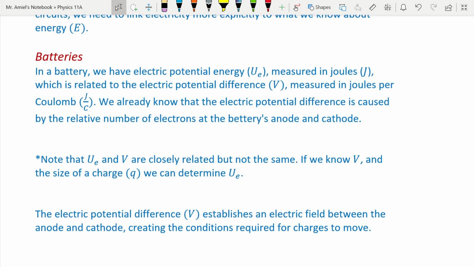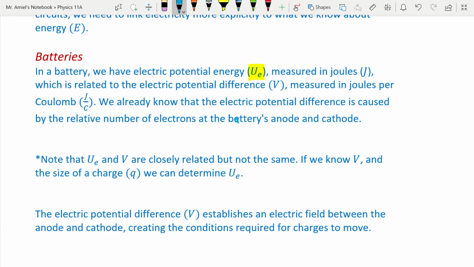So in a battery, we have electric potential energy. And that electric potential energy, we give this a new symbol, which is U sub E. And it's still potential energy. When we have electric potential energy, we give it this U sub E symbol, and we measure it in joules still. And this is related to the electric potential difference, which is measured in joules per coulomb. Now, we already know that the electric potential difference is caused by the relative number of electrons at the battery's anode and cathode.